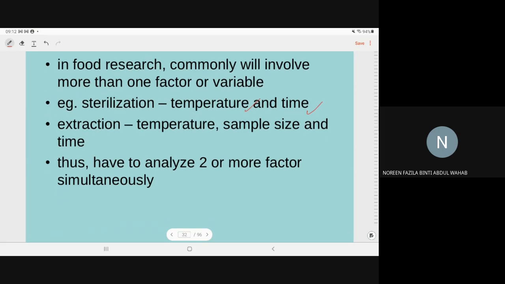Okay, so another example is extraction. There will be temperature, sample size, and also time. So meaning that there are three. Okay, so there will be three factors involved.